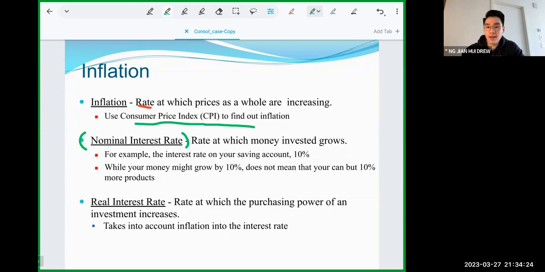And so because of that, what must we do? We need to calculate the real interest rate. The real interest rate is the rate that accounts for inflation, the rate at which the purchasing power of the investment increases. So if the real interest rate is 10%, it means that it has taken into account the inflation, and for every year, we can buy 10% worth of goods after considering the impact of inflation.